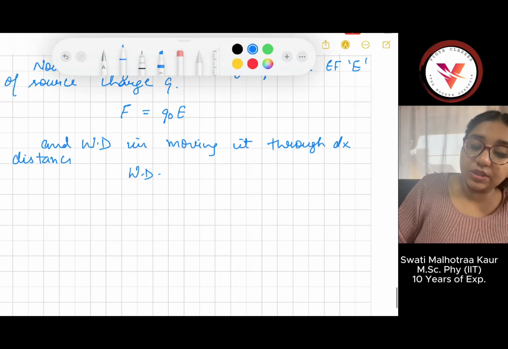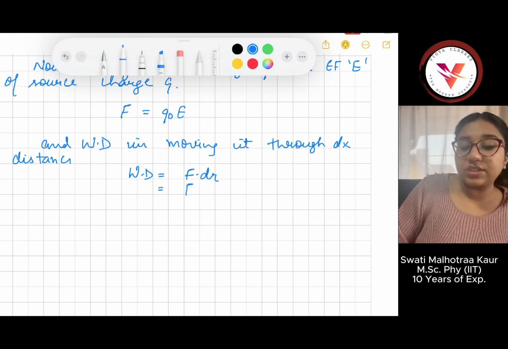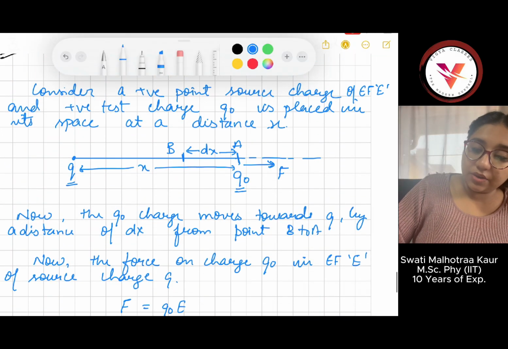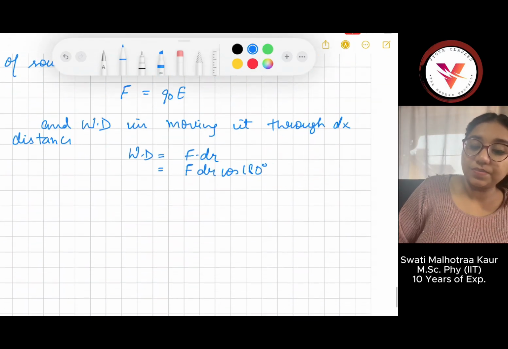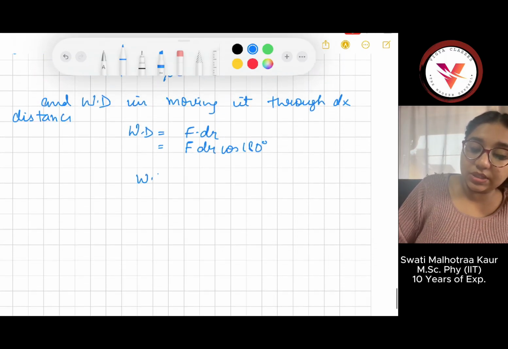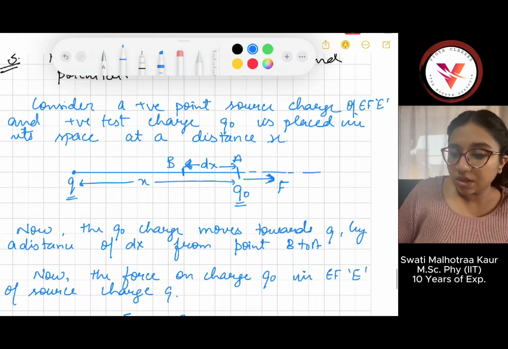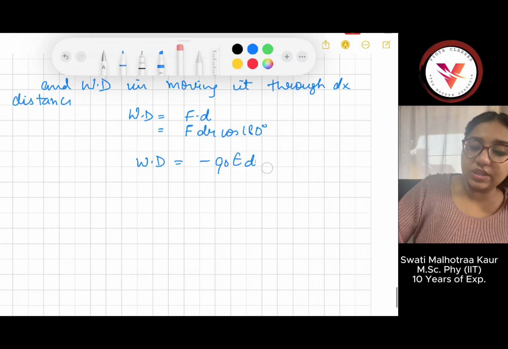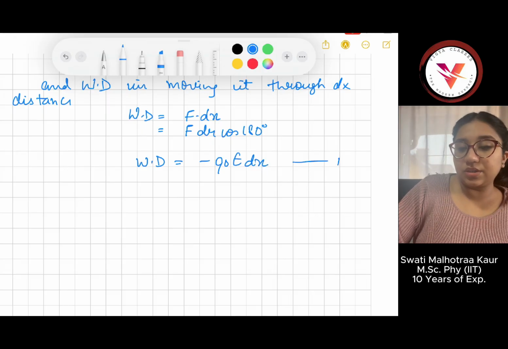So that work done is equal to F dot dr, and it is moving against the force. So it's F dr cos 180 degrees, because the force is in this direction and we are moving it in the opposite direction. So that work done is basically minus Q naught E dx. We have used dx. You can use x, you can use r. It's up to you, whatever notation you are using. Okay, put it as first.